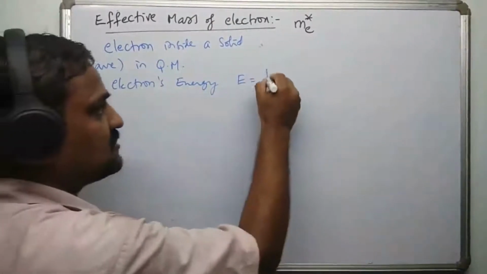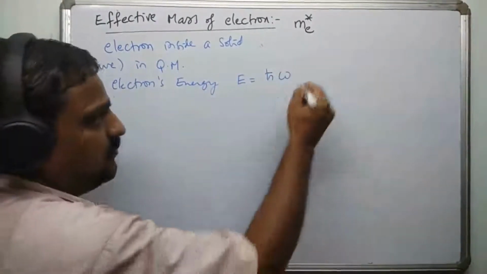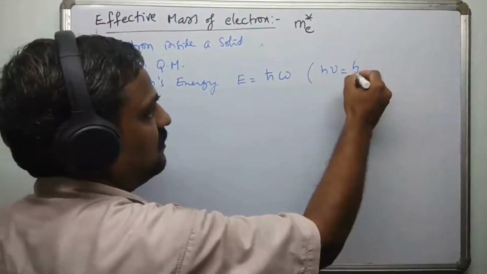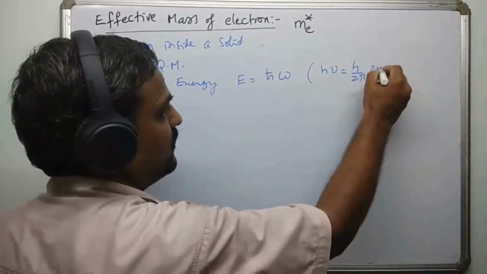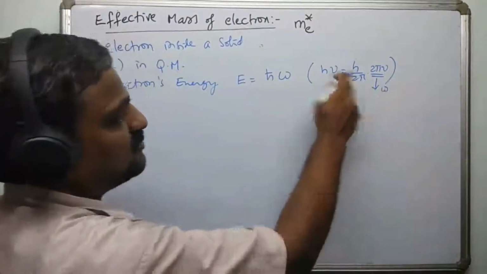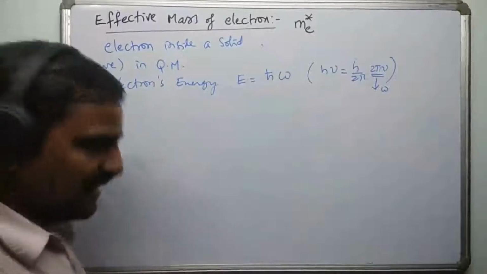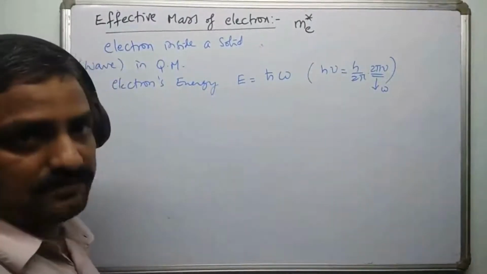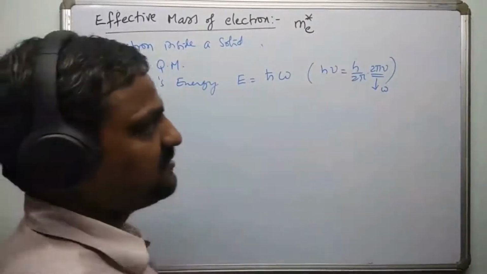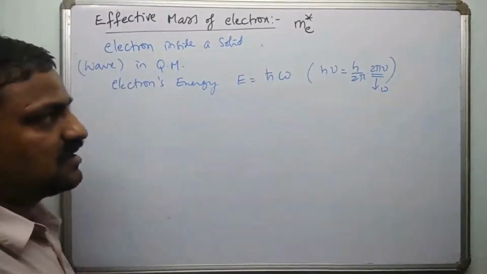E is equal to h cross omega. Of course, this is coming from h nu, which is equivalent to h by 2 pi into 2 pi nu, and you know 2 pi nu is nothing but omega. So h by 2 pi is h cross. So we can write the energy as E equal to h cross omega. Please remember this. And of course, this nu is the frequency. You may ask how we got this.